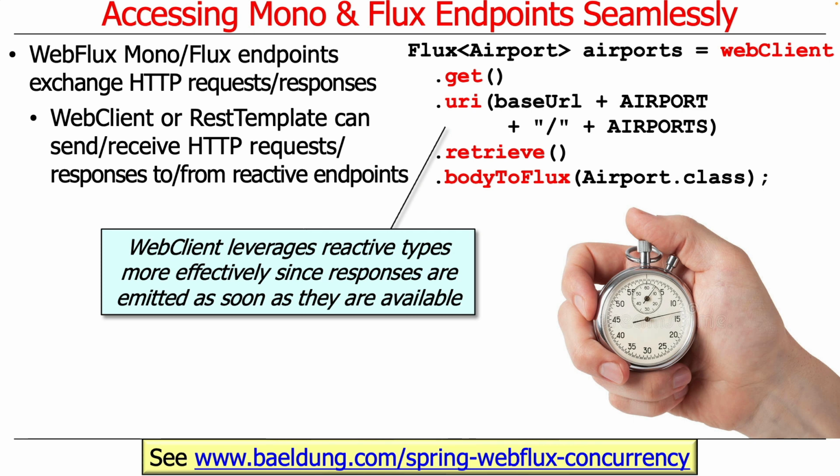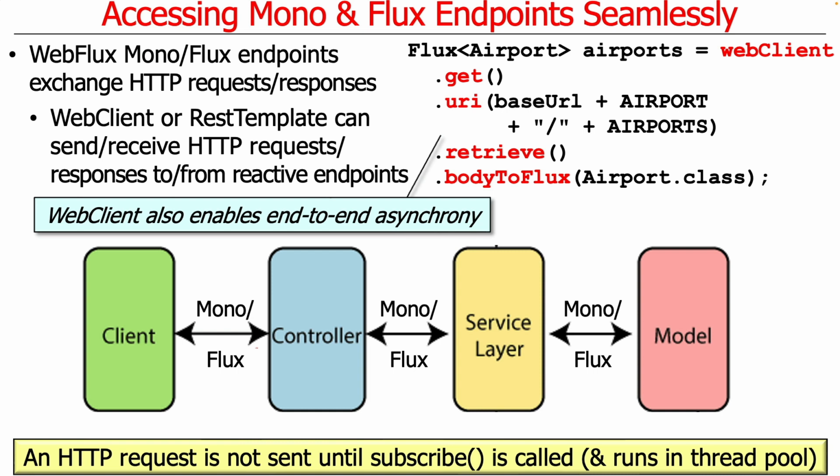Web client, in contrast, is more effective since when you get stuff back, you can start to use it right away without having to wait for the whole thing to be marshaled. And that allows you to be able to get end-to-end asynchrony, where nothing is actually going to be blocking the whole way through the system if you have a client that supports this. Some clients struggle with that. And what's interesting is that the HTTP request in this model is not even generated until subscribe is called on the client. So when the client does a subscribe or block or whatever it does, that's when the requests are made. So it's a very lazy model, which is kind of interesting.